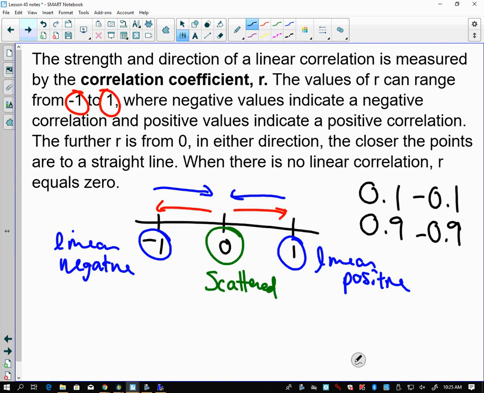0.9. 9 is bigger than 1. Okay? So do we understand this so far? Okay. All right. So that's it in terms of that data.